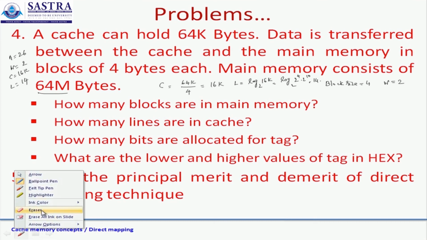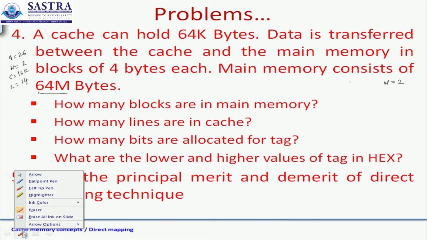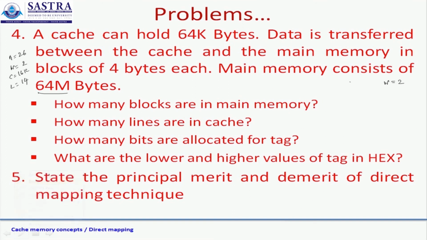So we have this information from the problem. Now let's go to the subdivisions one by one. How many blocks are in main memory? Totally we have 64 mega addresses in main memory. One block has 4 bytes. So totally 16 mega blocks are available. B equal to 16 mega.